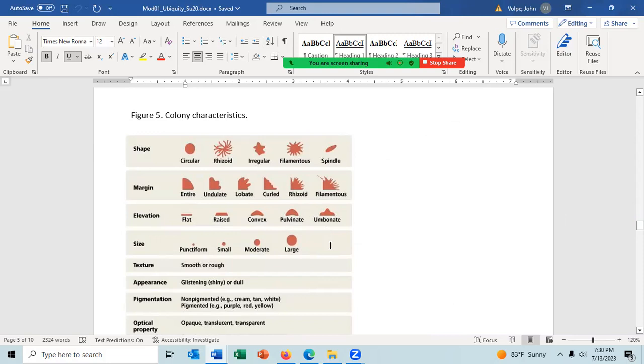is something like the size of a pencil. A colony is punctiform if its size is smaller than the tip of the pencil that you write with. It's small if it's between the size of the tip of the pencil and the size of the eraser.